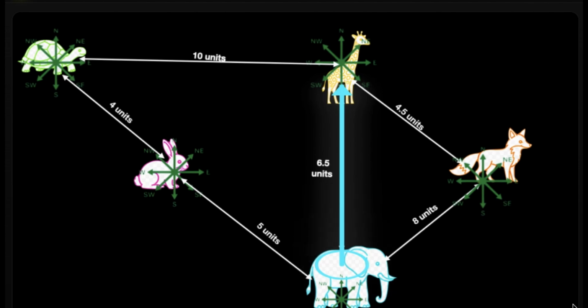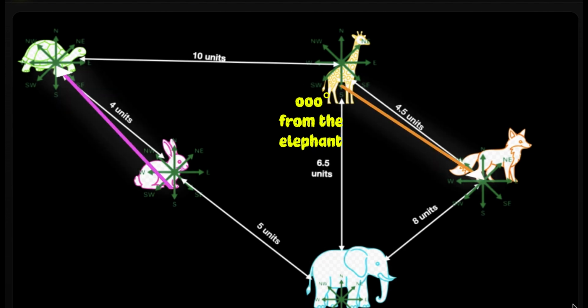From the elephant, look straight up to the giraffe. This follows the north line, and the distance is 6.5 units. So the giraffe is on a bearing of 000 degrees, 6.5 units from the elephant. Now find the fox with respect to the giraffe. This time the giraffe is the starting point.